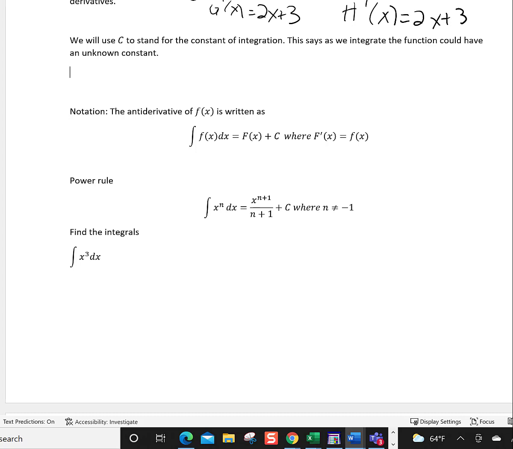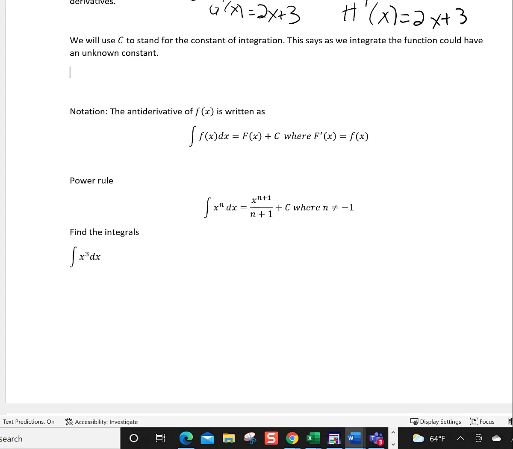So I have the integral of x to the n dx is x to the n plus 1 divided by n plus 1, then plus c, where n is not equal to -1. So let's talk about that. When I did derivatives, I brought the n down and I subtracted 1. I want you to think of antiderivatives as the opposite. So we're trying to come up with the original function given the derivative.